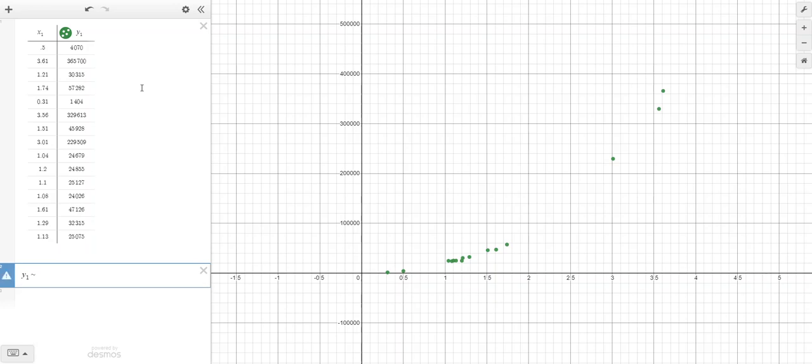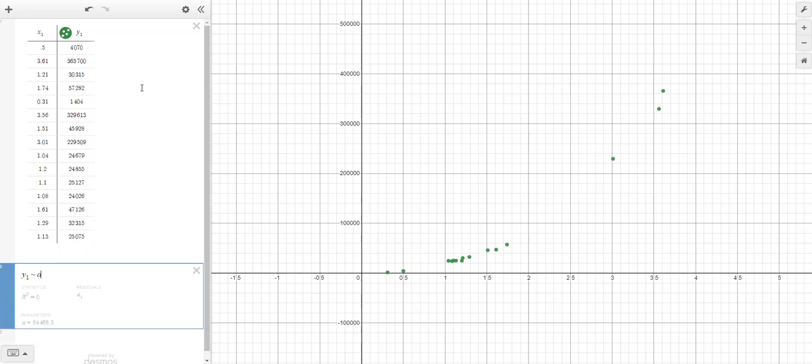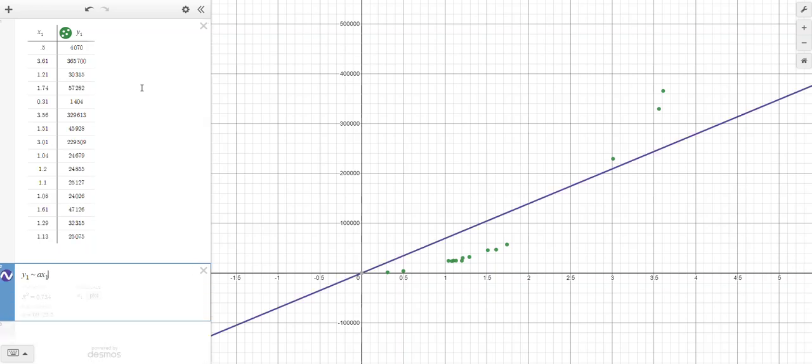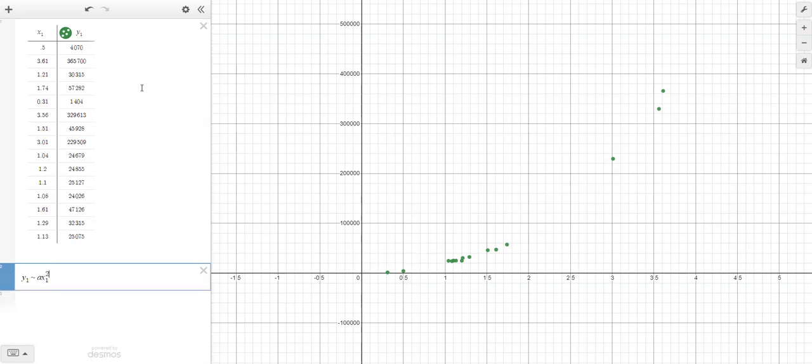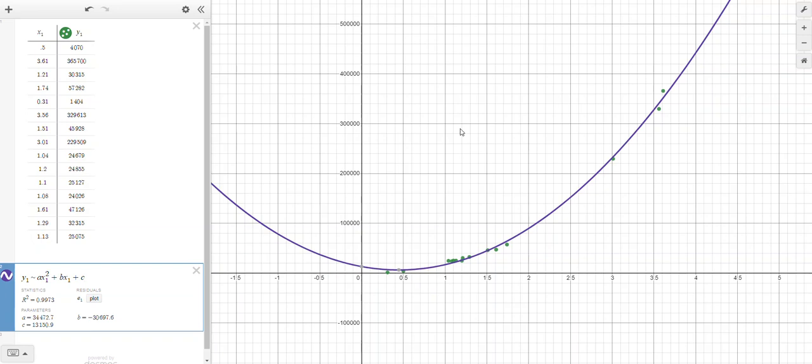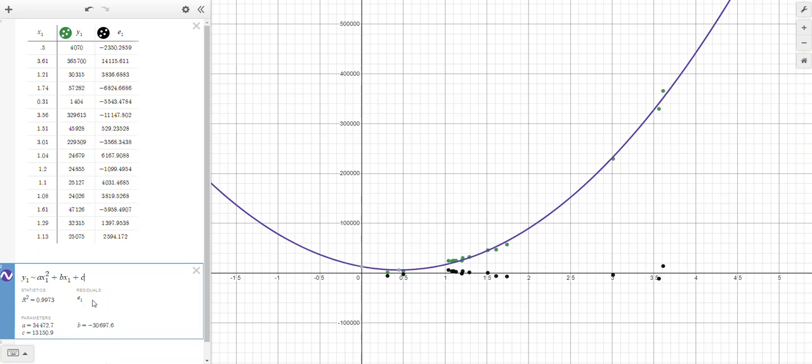We are approximating using a x1 squared plus bx1 plus c. So we can see our curve of best fit here. And I want to look at the residual plot for this. So I'm going to click the little plot button here under residuals.